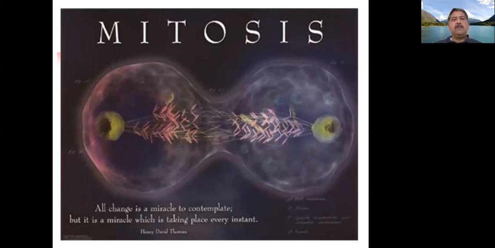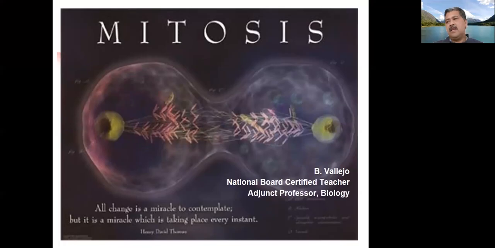So mitosis occurs in just about all of your 38 trillion cells. What mitosis is, is division of the nucleus, but it's really division of the genetic material inside your nucleus.